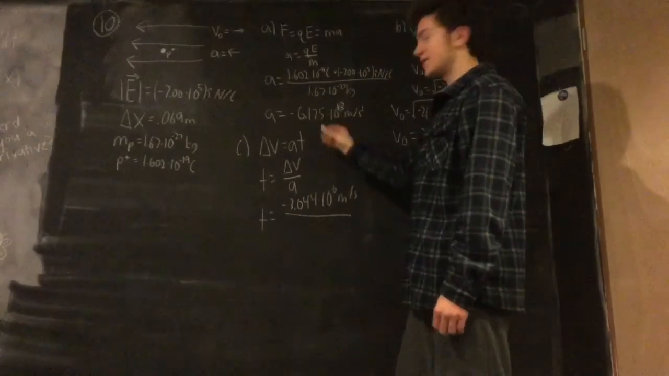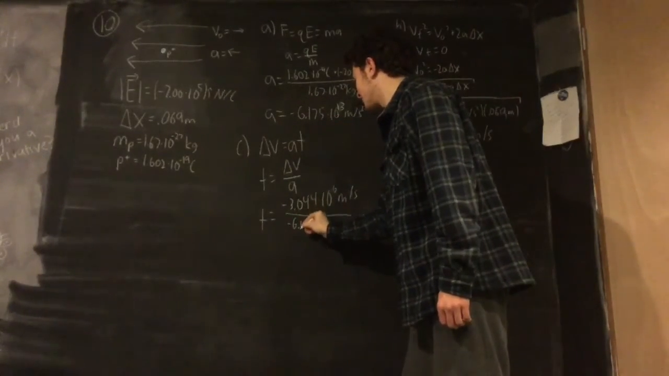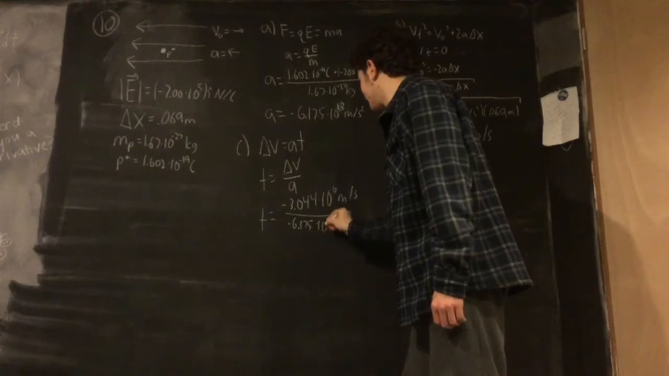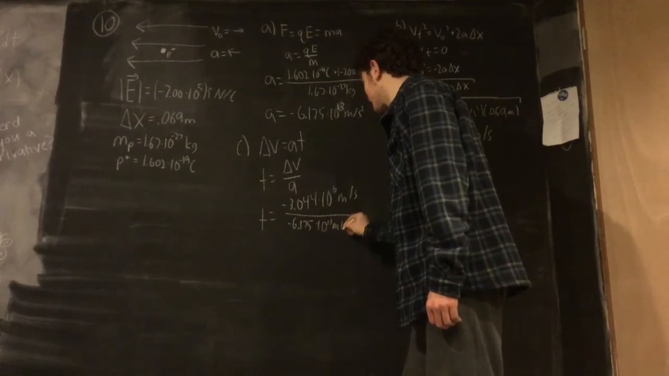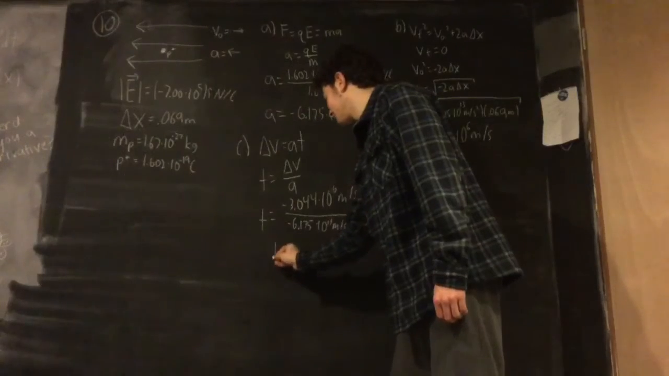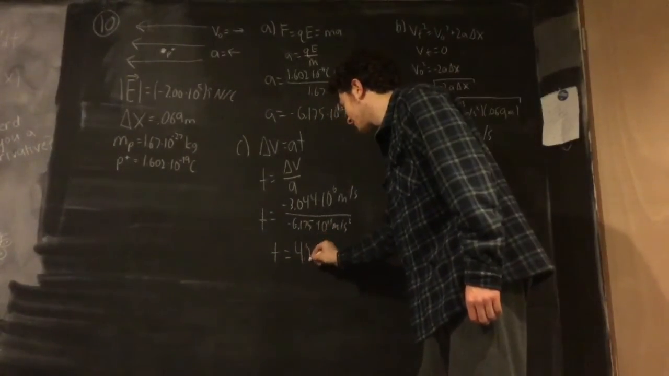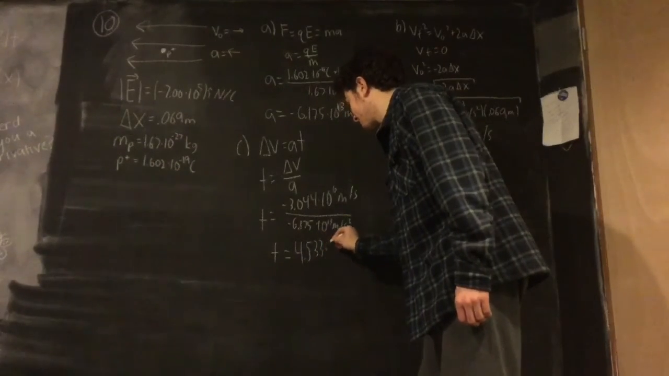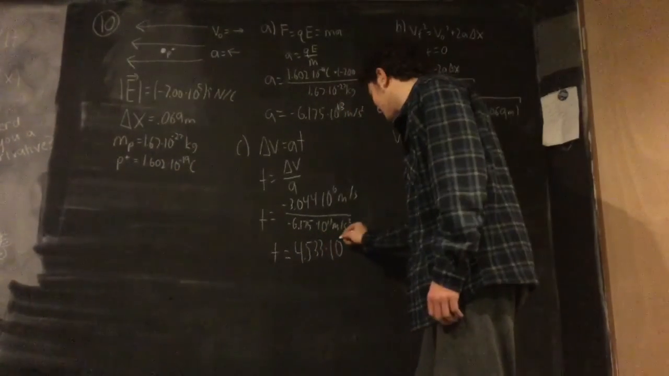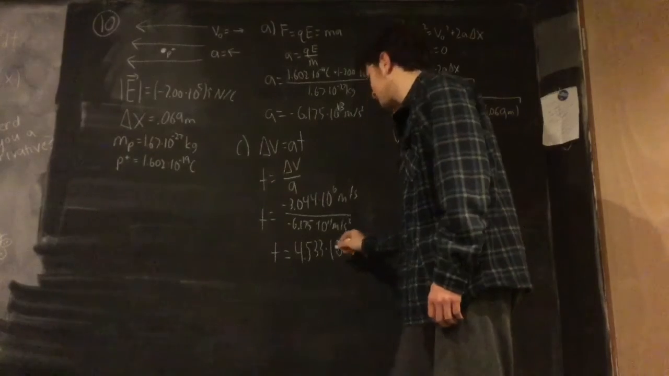divided by our acceleration of negative 6.175 times 10 to the 13 meters per second squared. This results in a time of 4.533 times 10 to the negative 8 seconds.